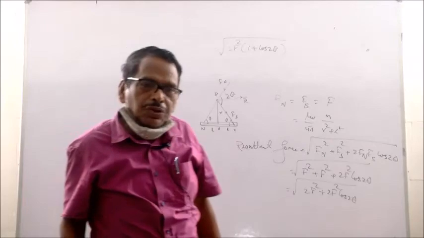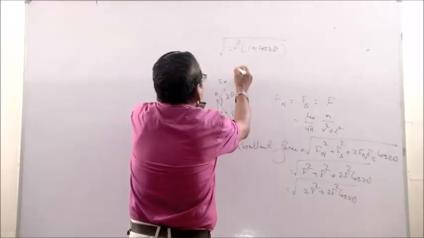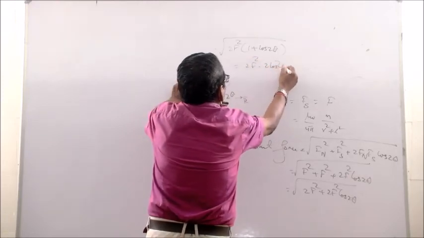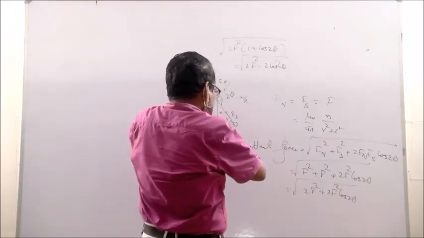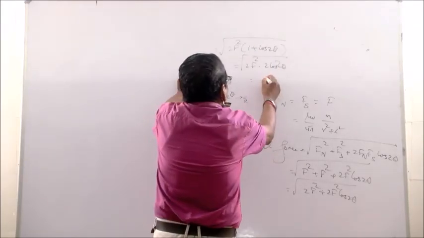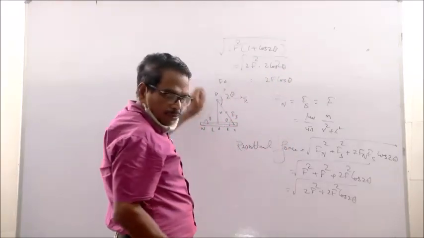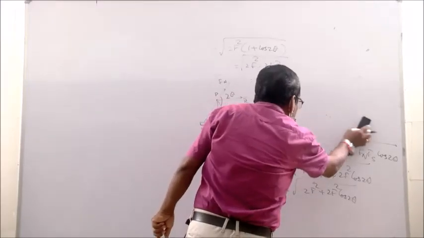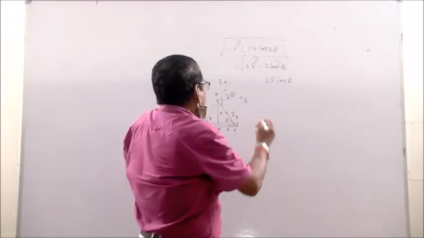What is 1 plus cos 2 theta? 1 plus cos 2 theta is 2 cos square theta. That is your trigonometry. Root over 2F square into 2 cos square theta, that is equal to 2F cos theta. So your resultant force is 2F cos theta. Now we can put the value of F and also the value of cos theta. What is the value of F?